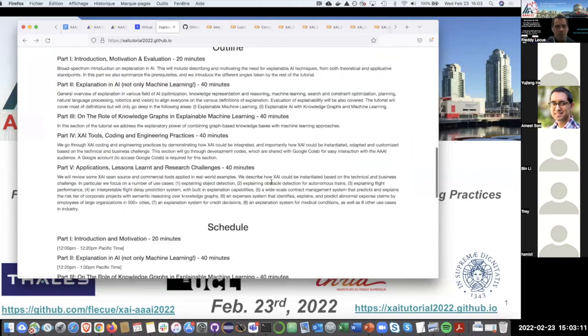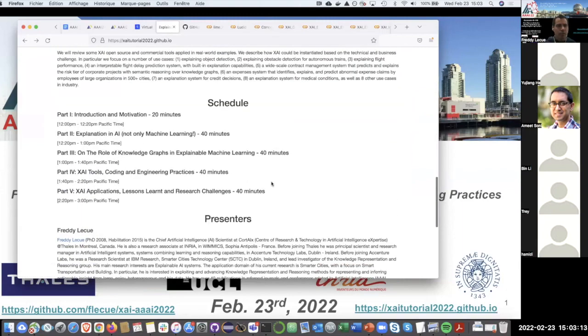So you can get access to the recording. And this is the agenda for today. So I'll start doing a 20 minute introduction and motivation of why explainable AI is pretty important, and what it is, but not only from a machine learning lens, but much more broadly, from an AI angle. And then I'll go a bit deeper on the role of knowledge graph in explainable machine learning. And then that's where we will spend quite some time, on the tools and coding.